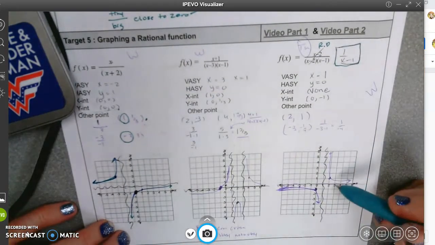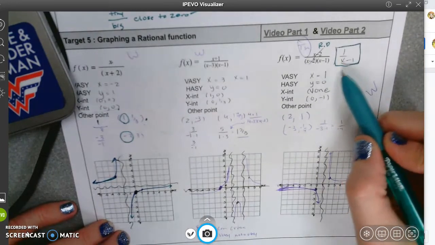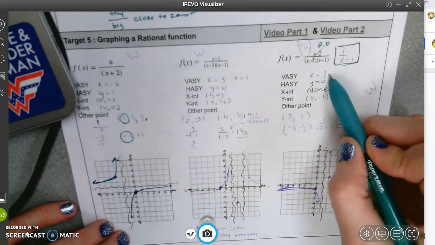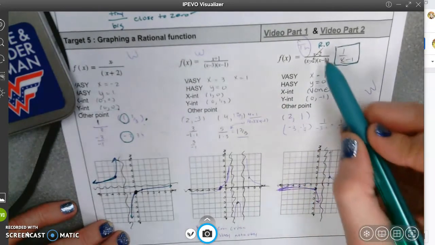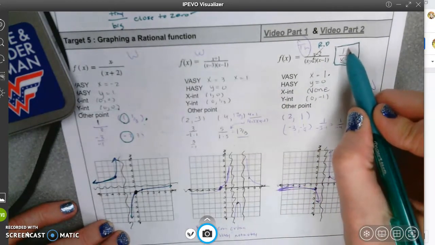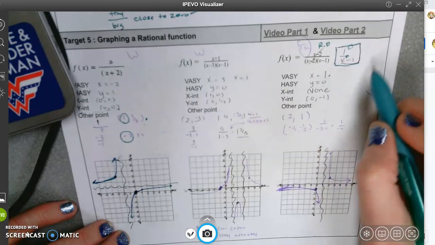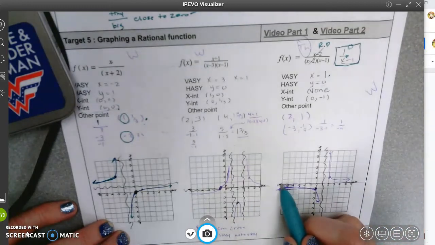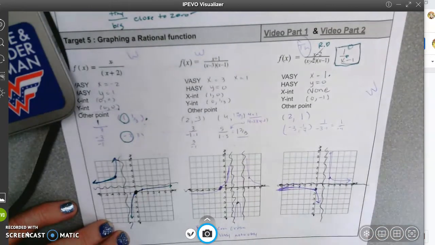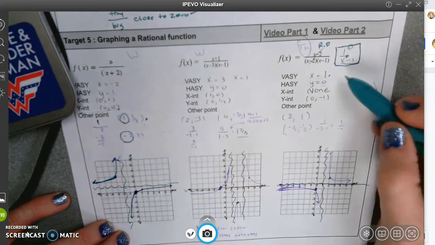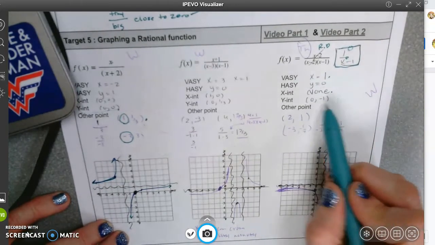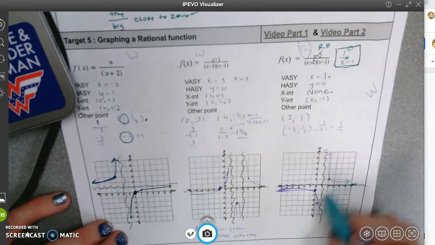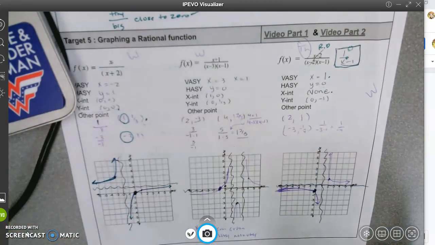And so what you're going to do here is notice again, the bottom gives you the VA. There goes at 1. The HA, because your powers, look at your powers. That power is less than that power. That power is a 0. That power is a 1. That's less than that. So that's going to go right on your y-axis. Your x-intercept is not involved because there's no letter. Your y-intercept, once you plug in zeros, is going to be -1. So there's that dot right there.